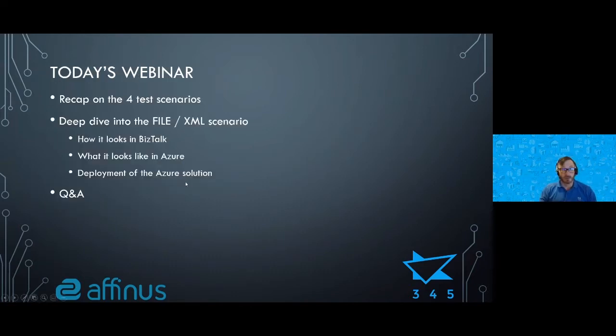So in today's webinar, briefly, the BizTalk Migrator ships with 4 different test scenarios. We're going to look into the file XML scenario because that's such a foundational piece of BizTalk functionality. And we're going to look at what it looks like in BizTalk and then what it looks like in Azure. And we're going to deploy the Azure solution and have a look at that. And then hopefully after that, we've got time for Q&A.